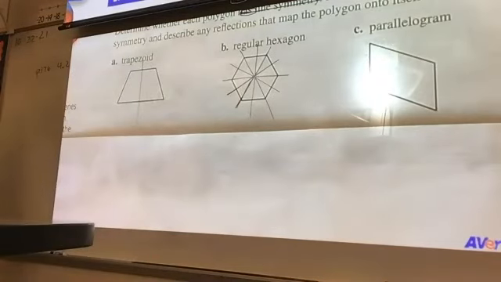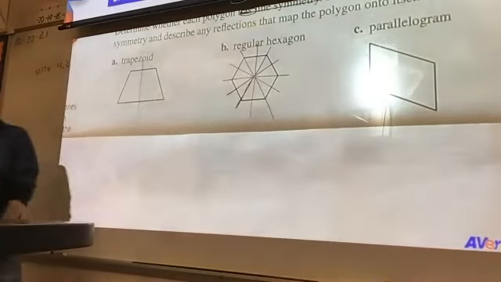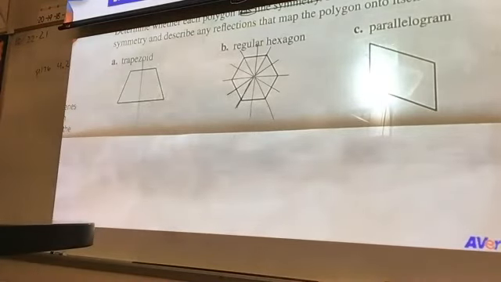We've got 6. So if you have what's called a regular polygon, we haven't talked about it yet, where all the sides are the same length, all the angles are the same, everything's the same, however many points they have, that's how many lines of symmetry we have. We got 6 points in a hexagon, we get 6 lines of symmetry.